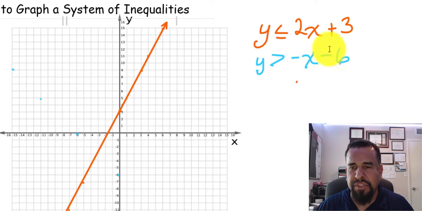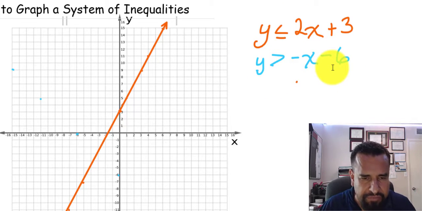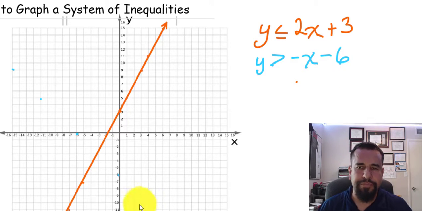Okay. And now we want to go ahead and graph the second one. So notice the second one starts at -6. So I'm going to go down and find my -6. As you can see right there, we have a -6.